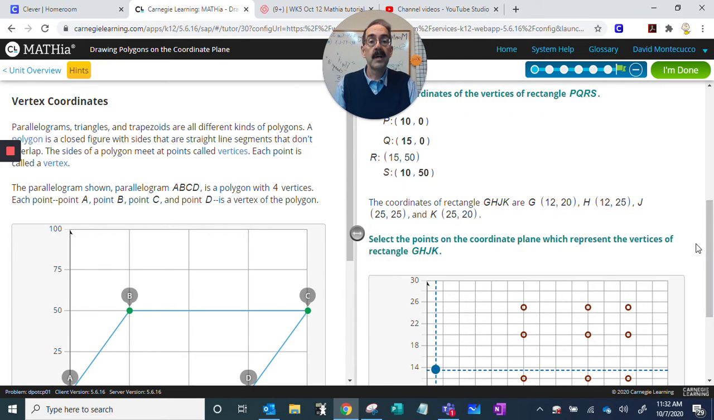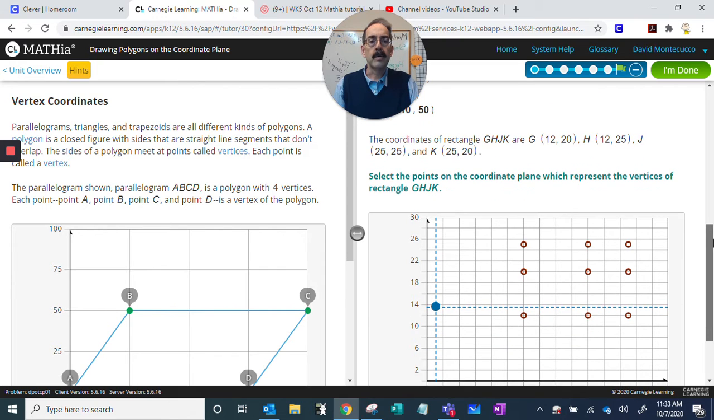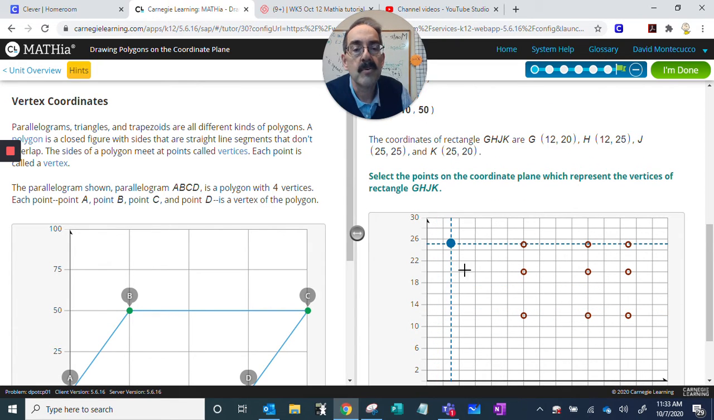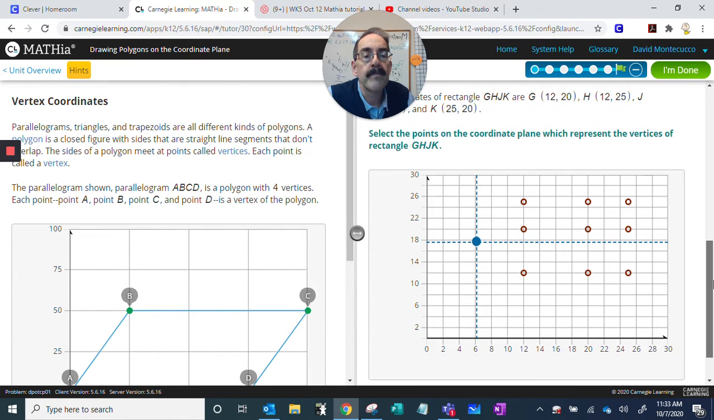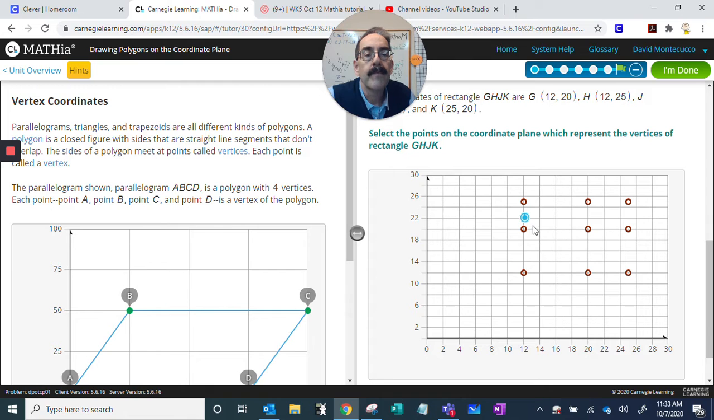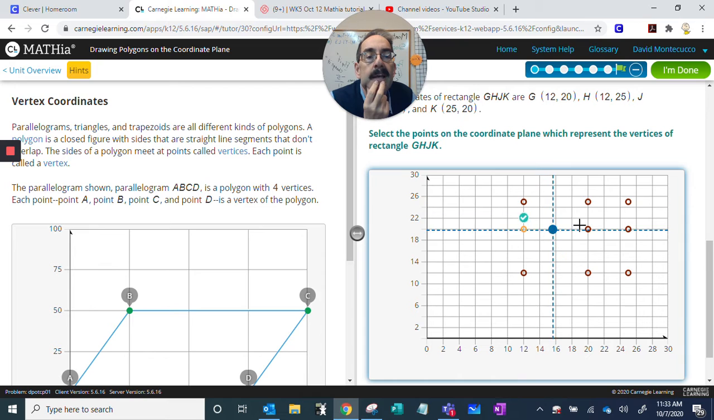The coordinates of G, H, J, K, R. Oh, we get to pick. Okay, so we've got this little corner point right here. 12, 20. Got to scroll down a little bit. 12, 20, right there. Boom. Okay. It's thinking, it's thinking. Okay. And 12, 25, hover, hover, hover, click.